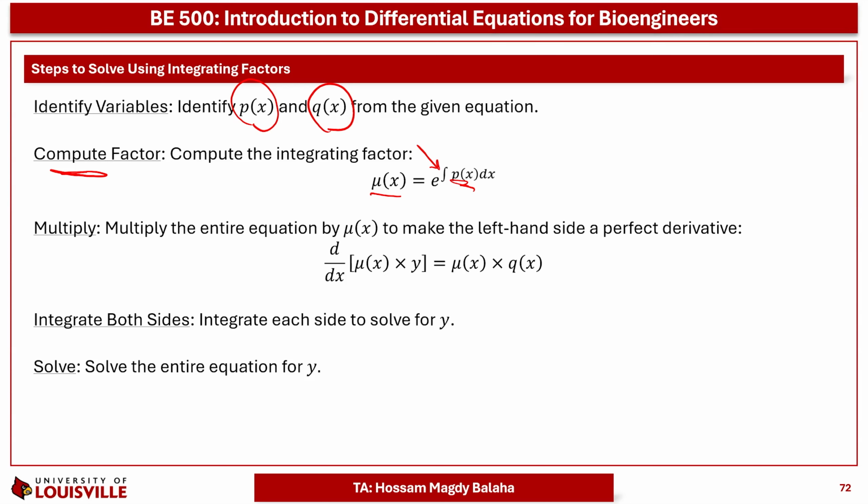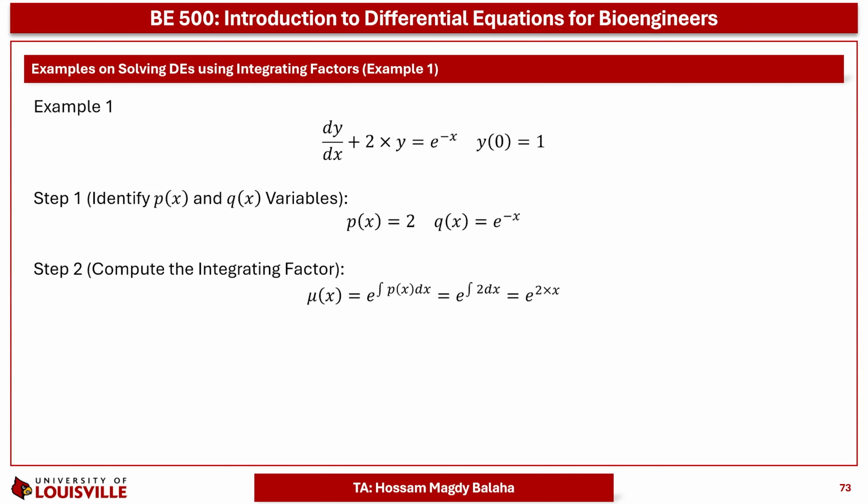After that, multiply the entire equation by the integrating factor to make the left-hand side a perfect derivative. Simply, apply the derivative of mu of x multiplied by y, and on the right, mu of x multiplied by q of x. Then integrate both sides to solve for y, and lastly solve the entire equation for y. So the trick here is to extract an integrating factor and multiply it to both sides to convert the equation into an exact equation. And in this way, it will be easy to solve it.